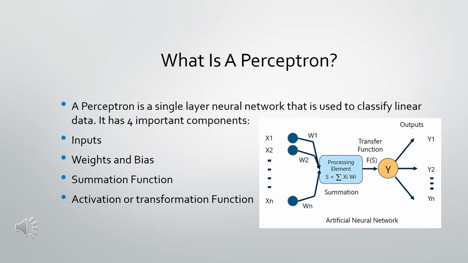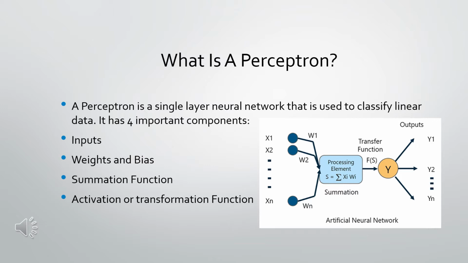Now you can see over the slide that is a diagram: x1, x2 up to xn. These are the inputs, and w1, w2 up to wn are the weights of the respective inputs. Next part we have the summation. The processing element s is equal to the summation of xi and wi. It means this is the summation function by which we need to do the summation of the weights and inputs. Next we have the transfer function, which is known as the activation function, denoted by fs.